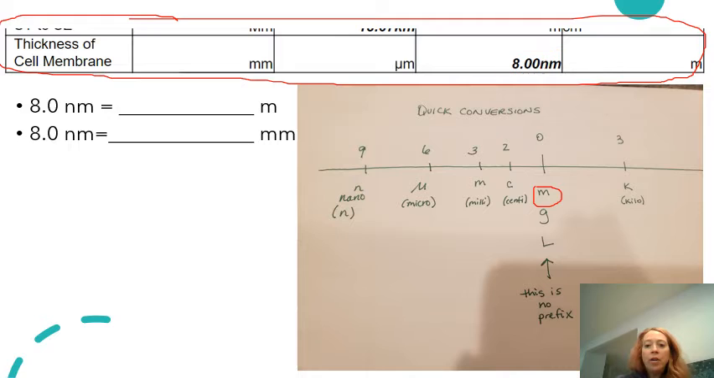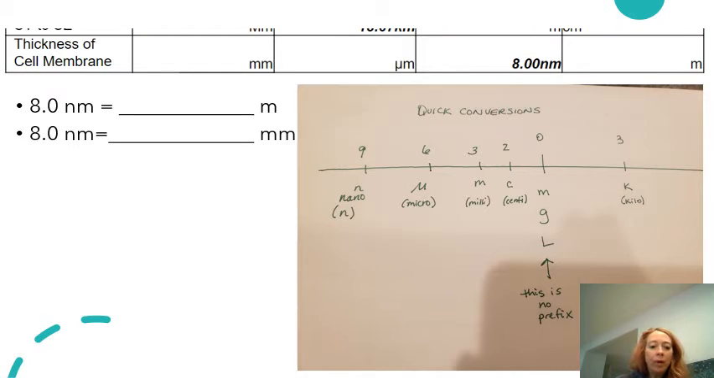So now I know I'm starting with 8 nanometers, and let's say I want to get to meters. This one has no prefix in front of it. It's just meters, just M, okay? On the number line, I need to find where I'm starting. I'm starting with nanometers, here. And now I need to go all the way to wherever I'm stopping, and in this case, I'm going to meters, which is here.